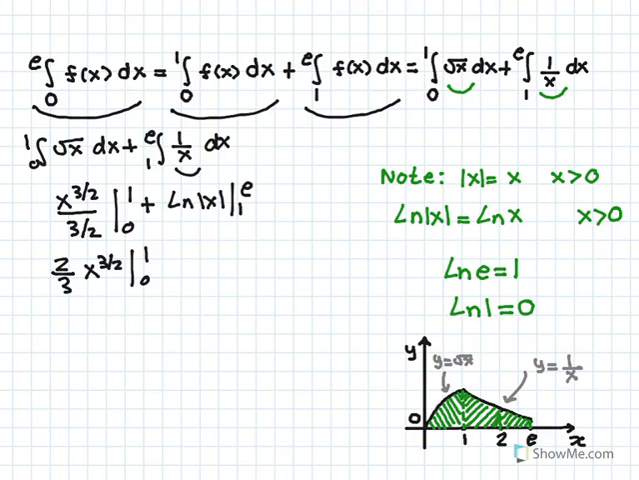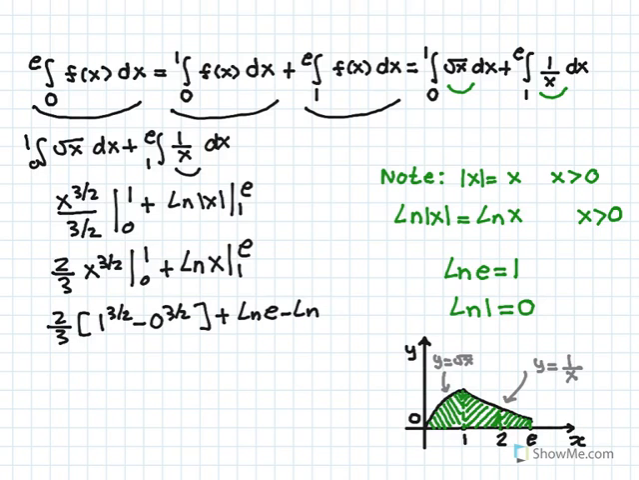from 0 to 1 plus, and we don't need the absolute value because x is a positive number. x is between 1 and e. For this reason, we can drop the absolute value and write this as log x, evaluated from 1 to e. All right, let's do the computation. We get 2/3 times 1 to the 3/2 minus 0 to the 3/2 plus log e minus log 1.